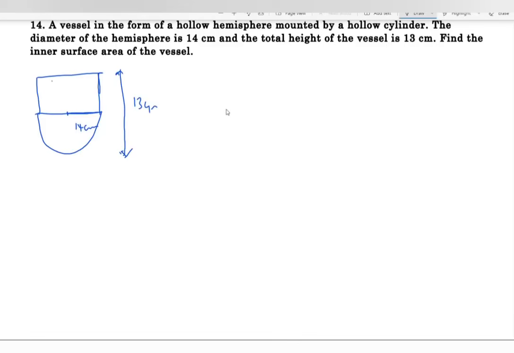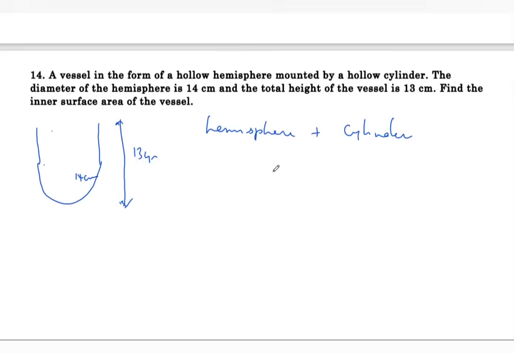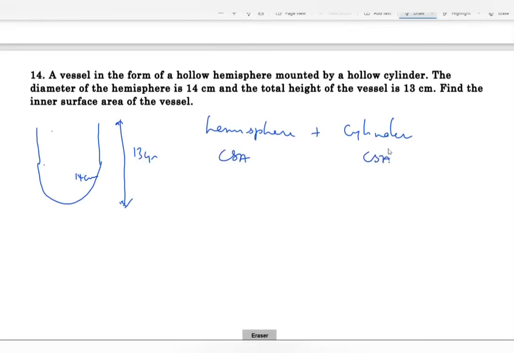First, it is the combination of two solids, that is hemisphere plus cylinder. Here the top portion is not involved, here also it is not there. So what you should do? You should calculate the CSA of hemisphere plus CSA of cylinder, just you need to calculate the inner surface. Therefore it is CSA of hemisphere plus CSA of cylinder. And to calculate the CSA of cylinder, what you should have? You should have the height. So height will be what?